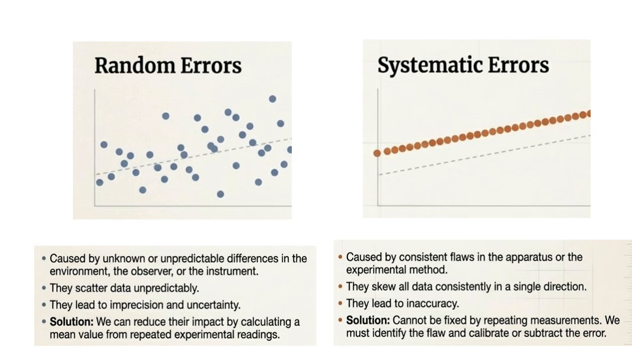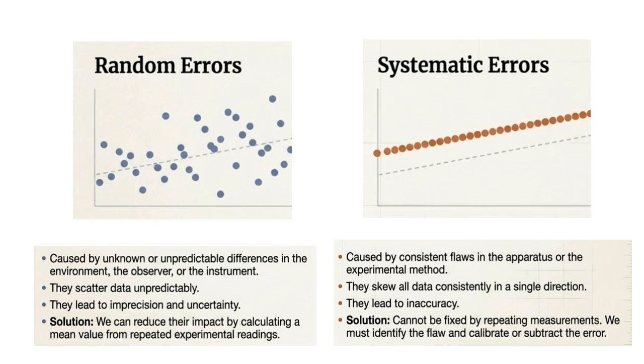Random errors happen because of small, unpredictable changes in things like the environment, the person taking the measurement, or the instrument itself. These cause the data points to scatter around in no set pattern, which means the results are less precise and more uncertain. The good news is that we can minimize these errors by taking multiple measurements and calculating the average, which helps even out the random fluctuations.